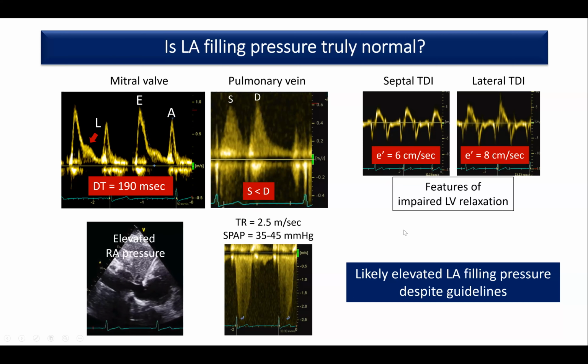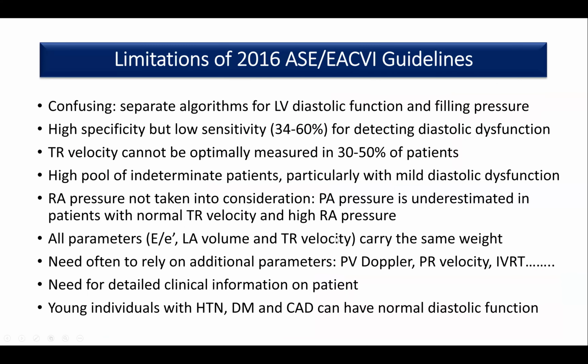Okay, so I'm showing you this case from our lab because one has to know that there are limitations to the guidelines. What are the limitations to the guidelines? Let's go back a little bit and talk about the guidelines. The guidelines are confusing. The reason is, as you saw, there are 2 algorithms, one to assess LV diastolic function, and the other to assess filling pressure and the degree of diastolic dysfunction.